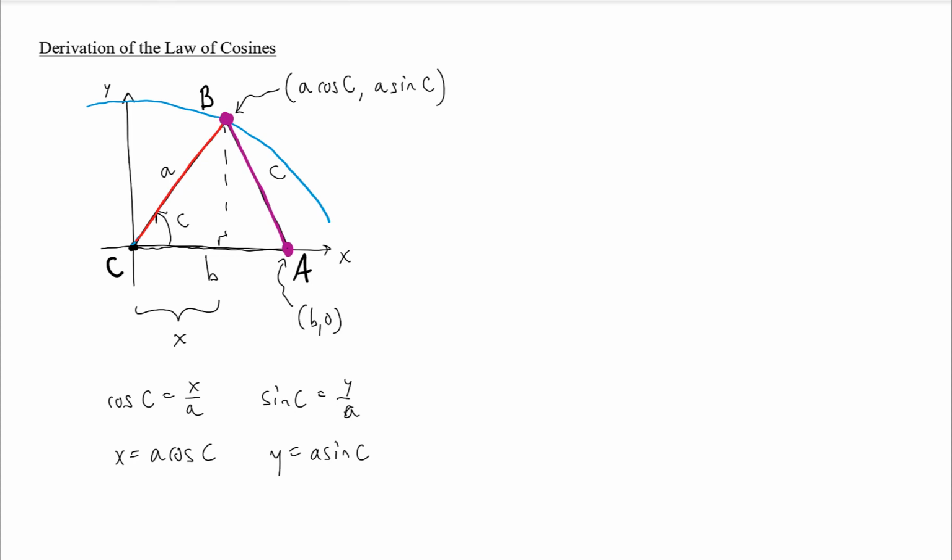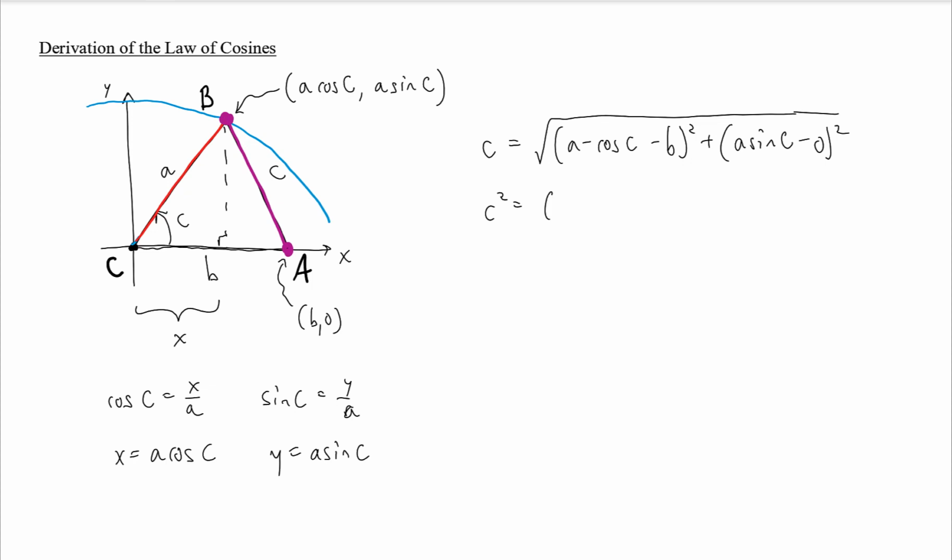We call that distance C. So that distance squared, or I guess if you want to use the distance formula the way we normally write with the big giant radical, so we subtract, so it'd be A cosine C minus B squared plus A sine C minus 0 squared. Then we can square both sides to get rid of the radical.